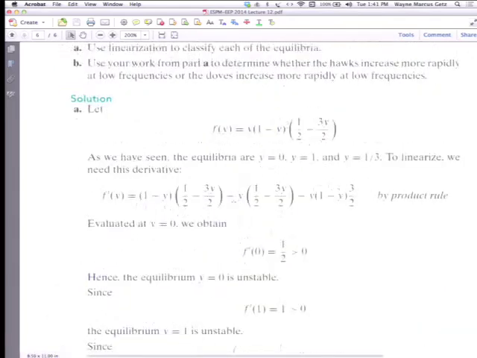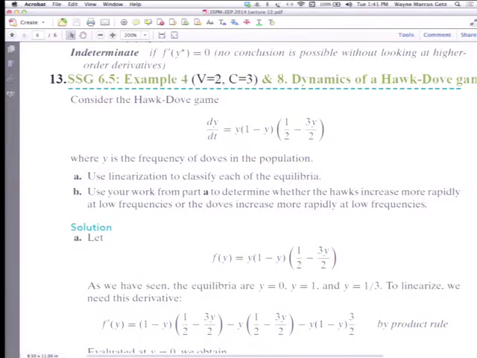Now, if the reward system is different, like if V was equal to 3 and C was equal to 2, then what would happen? Is it possible to get hawks and doves to coexist? Well, I don't know the answer to that. You have to work it out using this method.